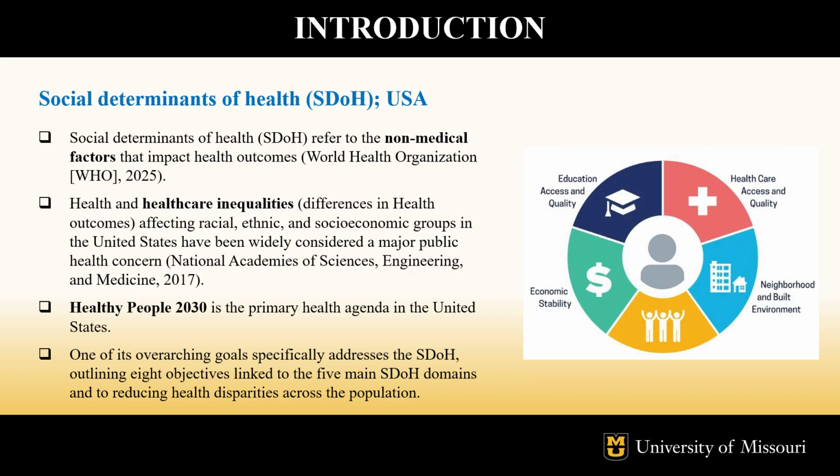Moving to the introduction, social determinants of health are the non-medical factors that influence health outcomes. In the United States, health and healthcare inequalities affecting racial, ethnic, and socioeconomic groups remain a major public health concern. The Healthy People 2030 initiative highlights the importance of addressing social determinants of health with objectives focused on five key domains, including economic stability, education, healthcare, neighborhood environment, and social context to help reduce health disparities across the population.